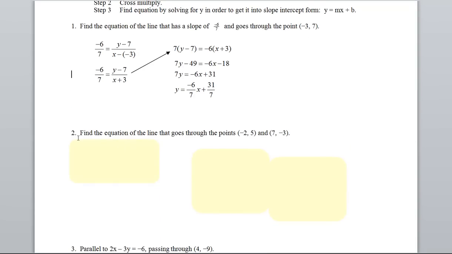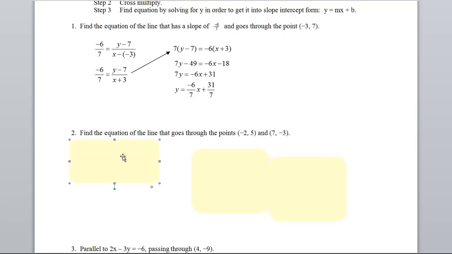Now in example 2, find the equation of the line that goes through the points negative 2, 5, and 7, negative 3. Well, remember earlier I said you need the slope, and you need a point. Well, they give me enough information point-wise, but they also give me enough information to find the slope. They start playing games, in particular with the slope. You have to be able to find the slope. They'll always give you a point, but you've got to go find slopes sometimes.